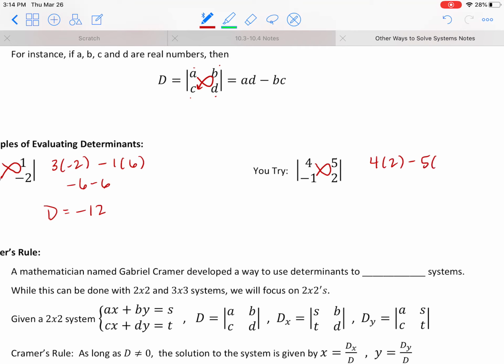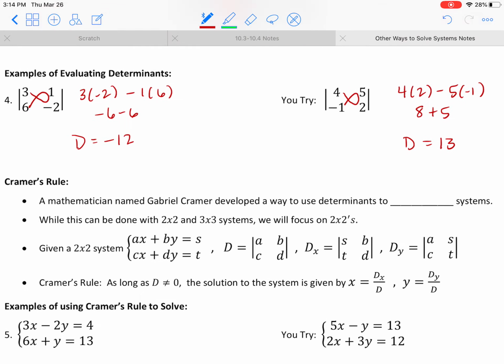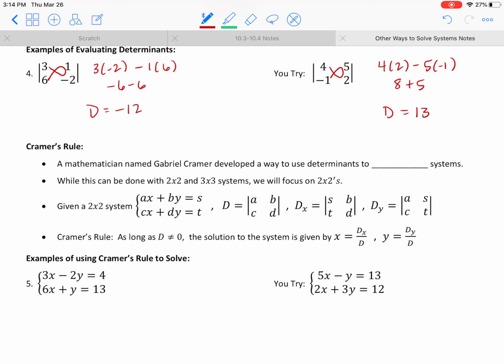Or here, 4 times 2 minus 5 times negative 1 is going to give us 8 and then plus 5. So we'd say the determinant here is 13. Okay? Now again, if we put this in terms of a system, Gabriel Kramer developed a way to use these determinants to solve. So we have the determinant of a 2 by 2 system. Now, determinants can be used for larger systems. We're just going to focus on 2 by 2s.